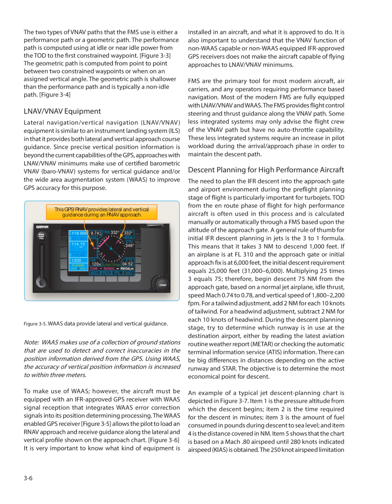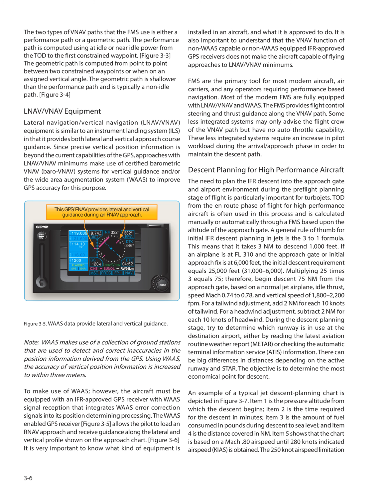Descent planning for high-performance aircraft. The need to plan the IFR descent into the approach gate and airport environment during the pre-flight planning stage of flight is particularly important for turbojets. TOD from the en route phase of flight for high-performance aircraft is often used in this process, and is calculated manually or automatically through a FMS based upon the altitude of the approach gate.